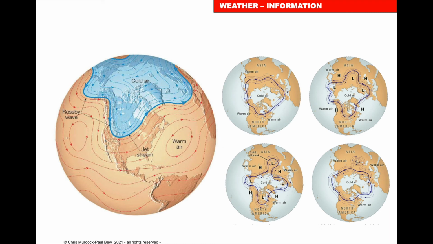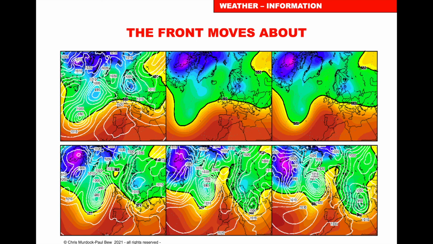And that polar jet stream will move around. So depending on the time of year and also other factors, that jet stream will move. So the movement of that jet stream will be the great drive in the weather that you'll be experiencing at the moment. And this diagram shows the jet stream moving around.